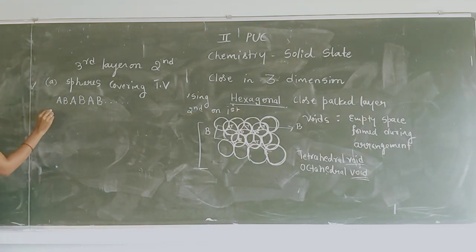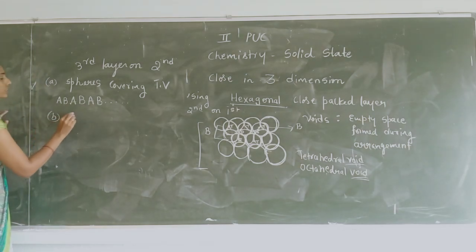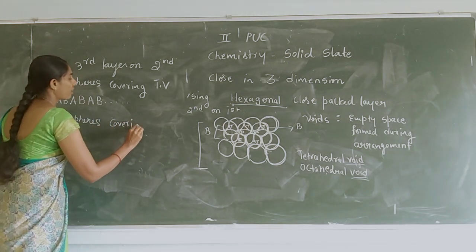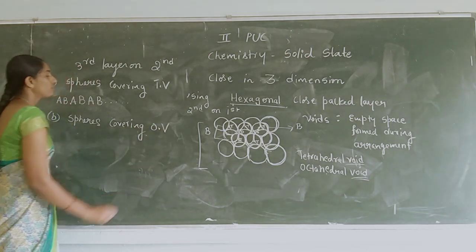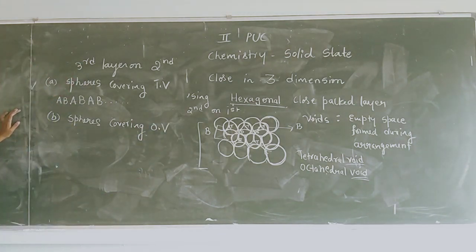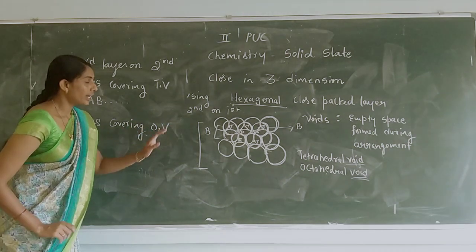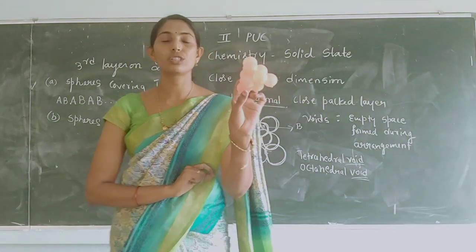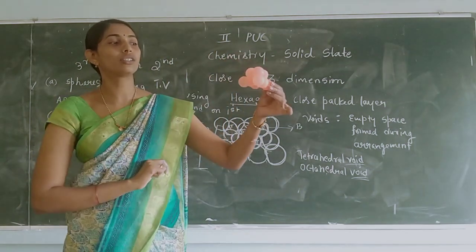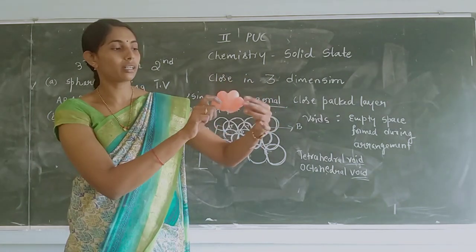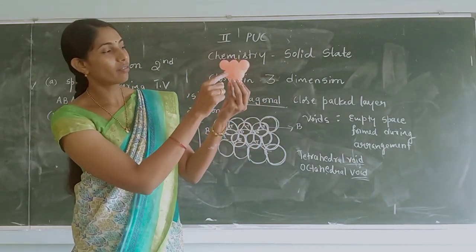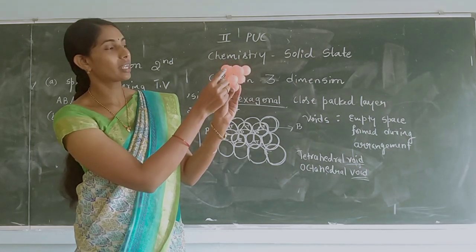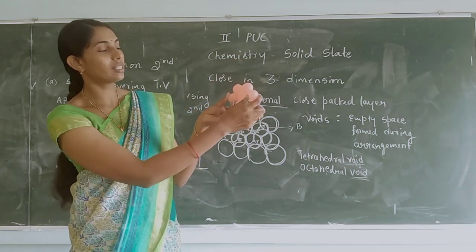Okay, second is spheres covering octahedral void. We consider that the spheres covering octahedral void. Okay, octahedral void. This is your octahedral void, this is your octahedral void, correct? This is your octahedral void. So here the spheres of the first layer and the voids of the spheres of the second layer give you the octahedral void at the center.